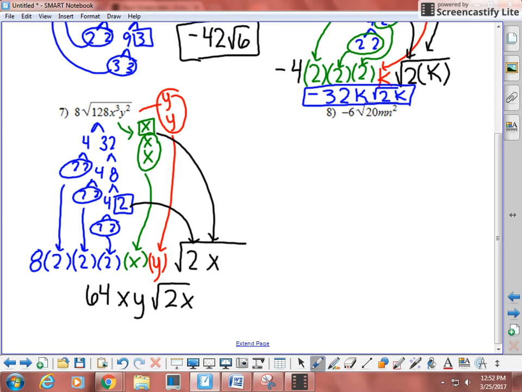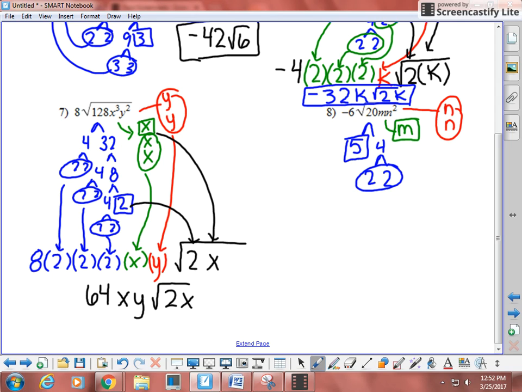Okay, last one is number 8 over here. So I need to break down 20. You can go any route you want with this. I like 5 and 4, 2 and 2. So there's a couple of 2s and a single 5. Okay, my m, there's only one m, so it's single. My n's, there's 2 of them, so they're a couple.